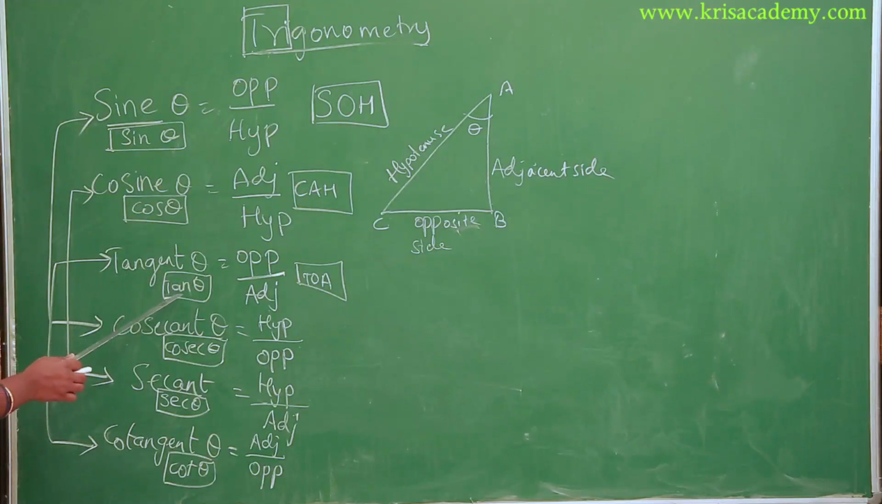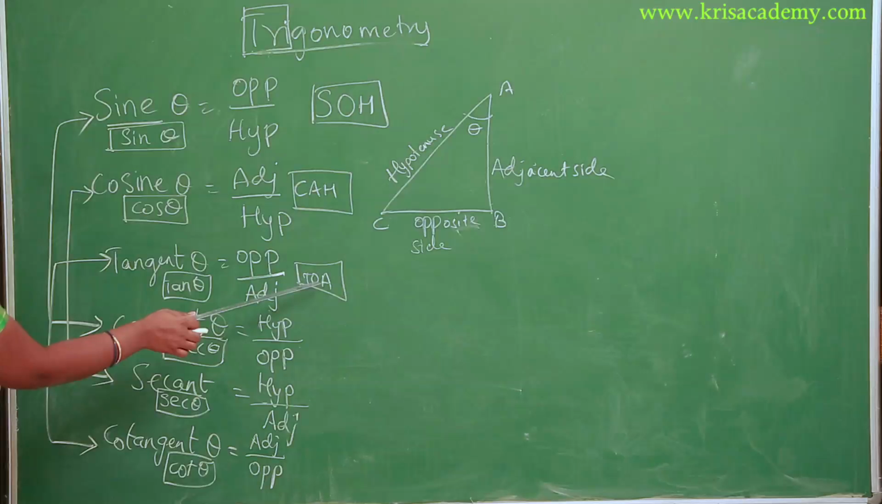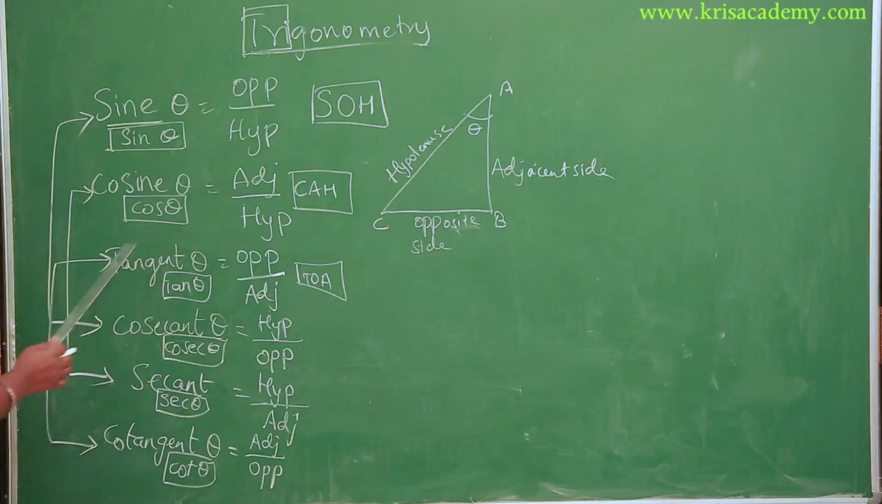Tangent, tan theta is equal to opposite by adjacent. Remember as TOA. T indicates tan, O indicates opposite, A indicates adjacent. Tangent reciprocal is cotangent, that is cot theta. Cot theta is equal to adjacent by opposite.